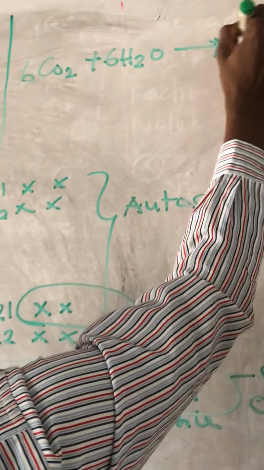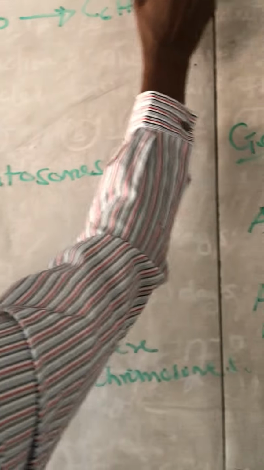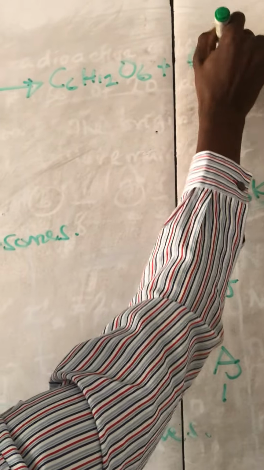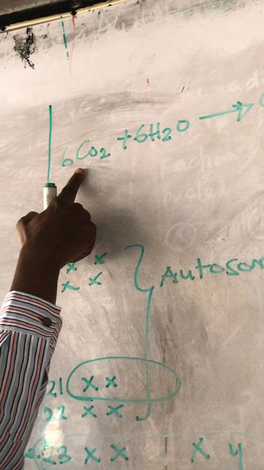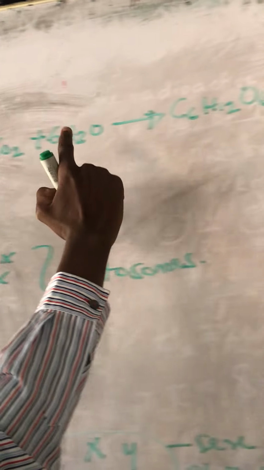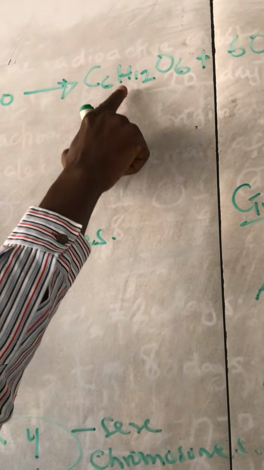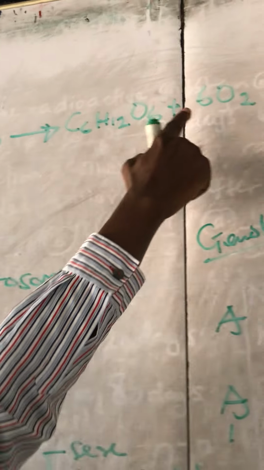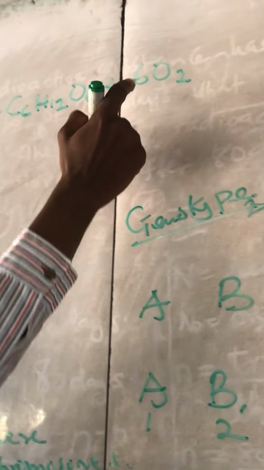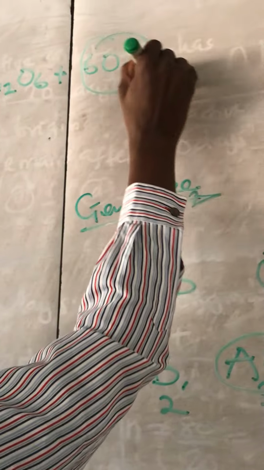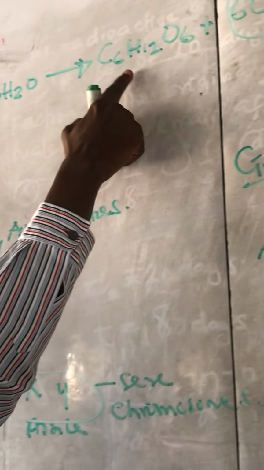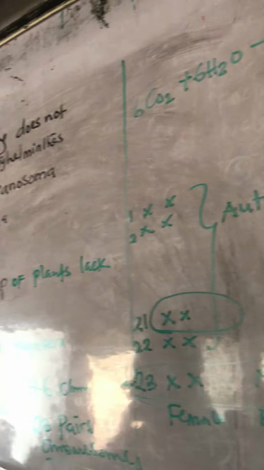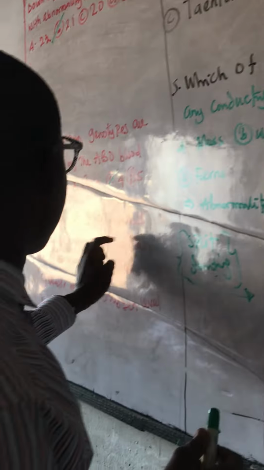to now give me C6H12O6 plus 6O2. Now, what is reacting together? We are having carbon dioxide, we are having water, to now give us the food that is being produced. What is the food there? Glucose. And we are also having oxygen. This oxygen here is what we refer to as the byproduct. The main product of photosynthesis is glucose.